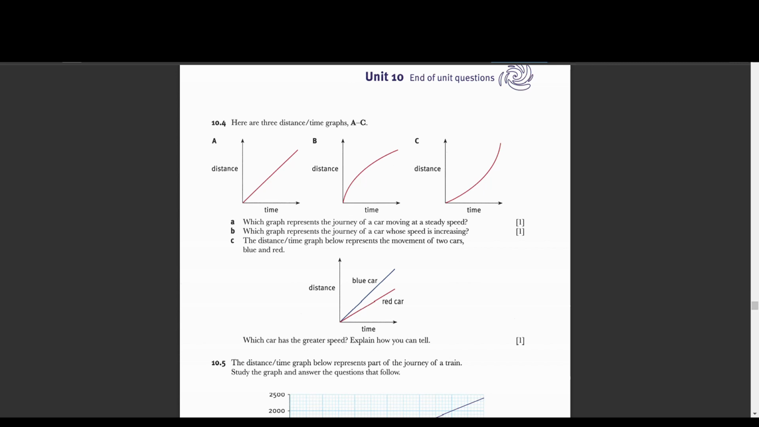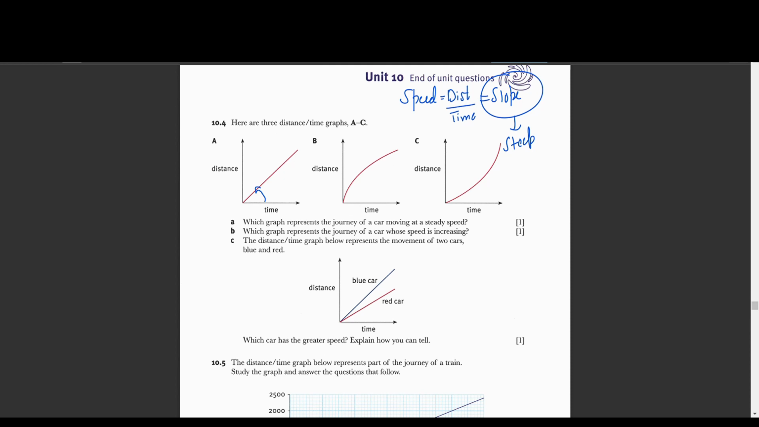Which graph represents the journey of a car moving at a steady speed? Okay, I've explained this in great detail in the class, but I'm going to repeat anyway. Speed is distance by time. And I also told you that this ratio is basically the slope of this graph, how steep the curve is. So more the angle, more would be the speed.